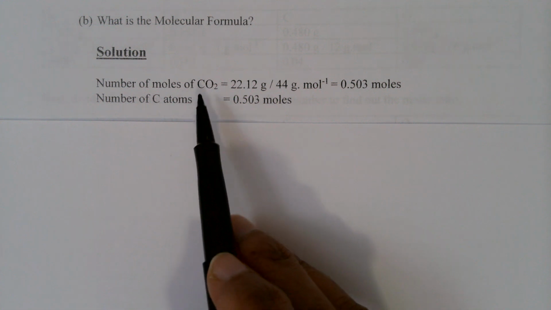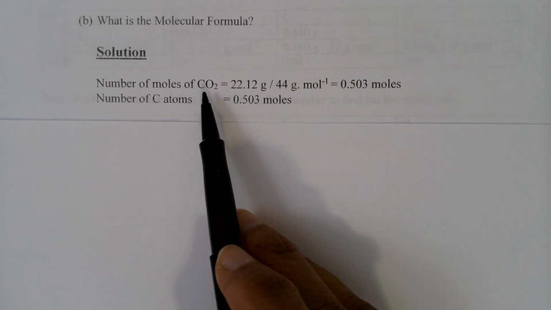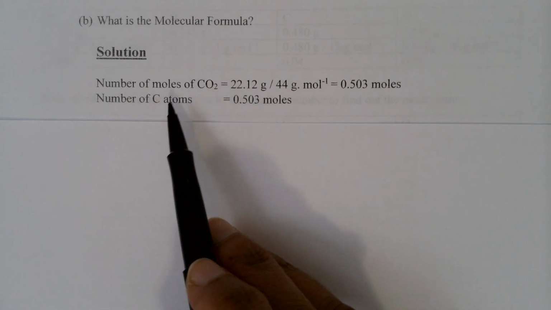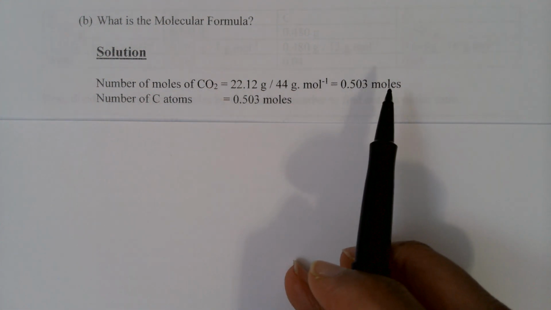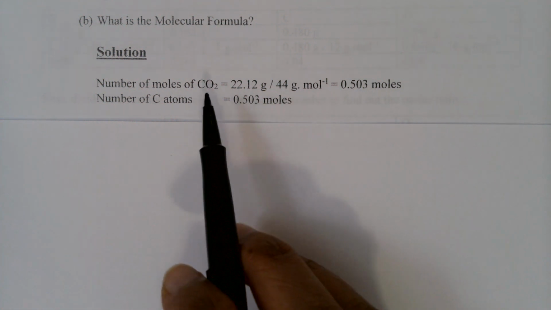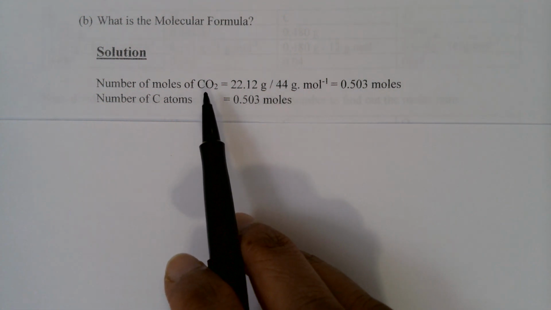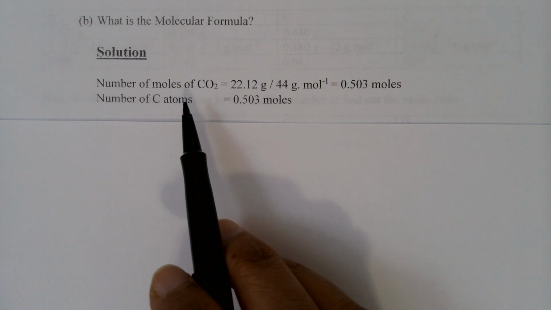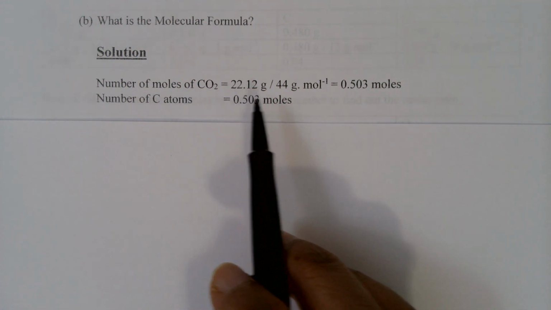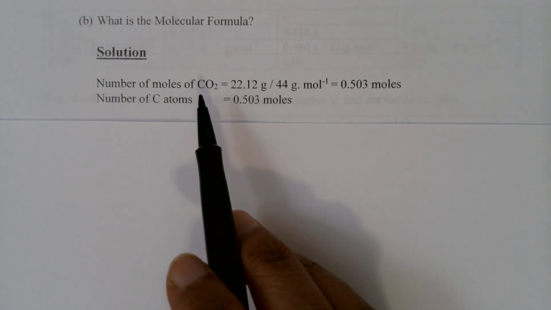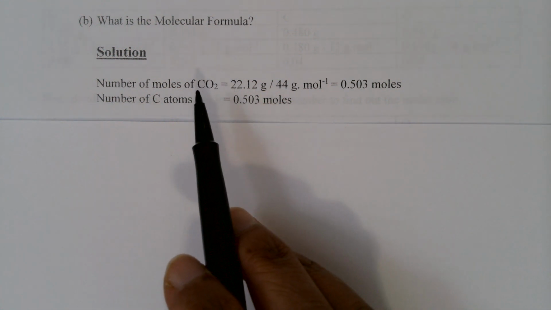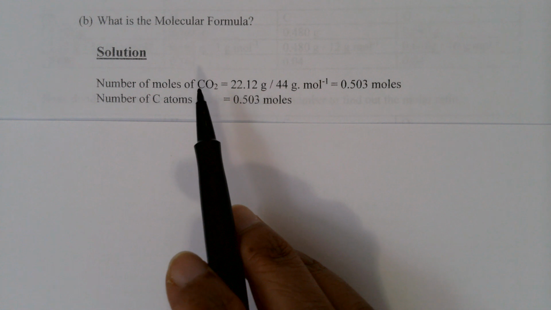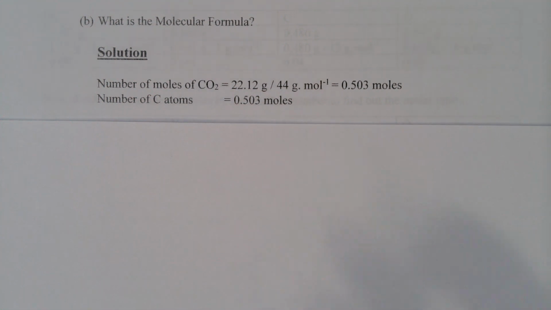Now, if you take 1 mole of CO2, it contains 1 mole of carbon. If you take 0.503 moles of carbon dioxide, that contains the same number of carbons. So the number of carbon moles is equal to 0.503 moles, because 1 mole of CO2 contains 1 mole of carbon and 2 moles of oxygen, right? So 0.503 moles of CO2 contain the same amount of carbon.